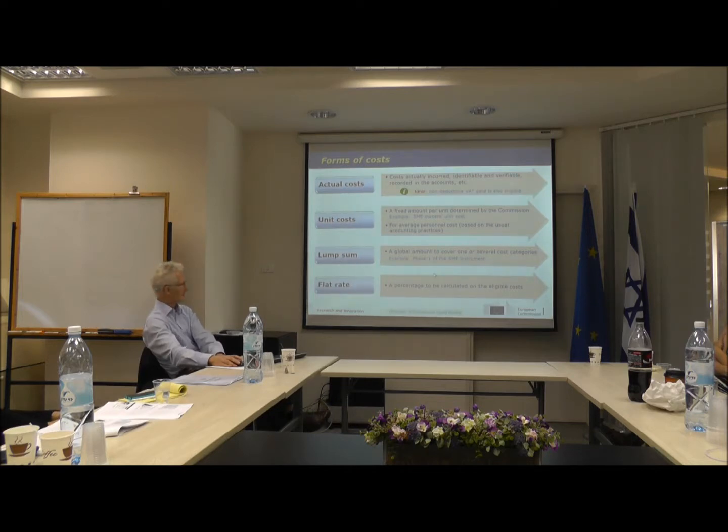And the last thing, flat rate, that is an easy one. It is a percentage which is calculated on the basis of some other costs. Of course, the main example here are the indirect costs. So we pay 25%, supposed to cover the indirect costs, 25% on the eligible direct costs. And again, we will never come back and go into your accounting system and check what real indirect costs you actually have. This is covered by this.